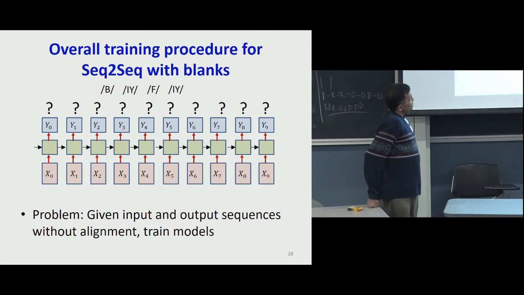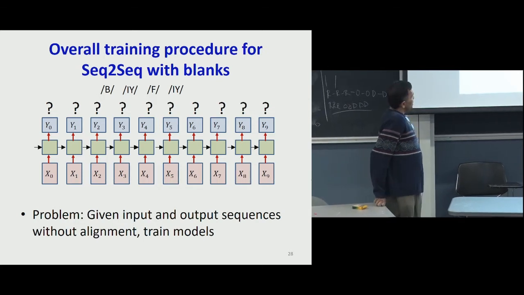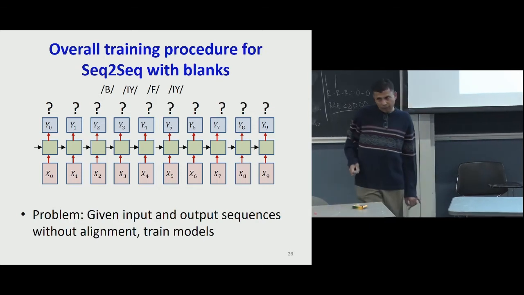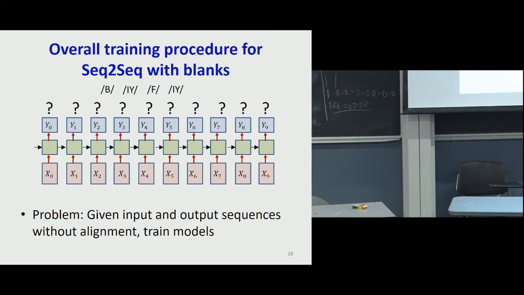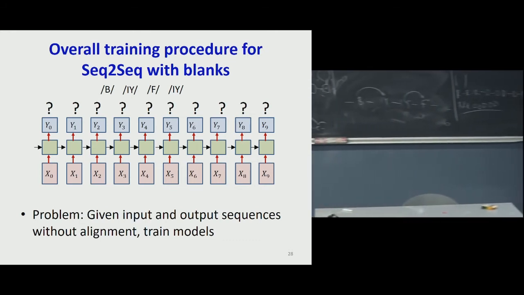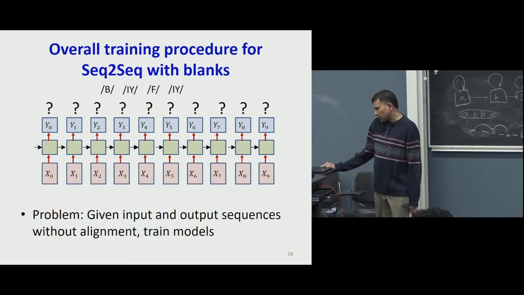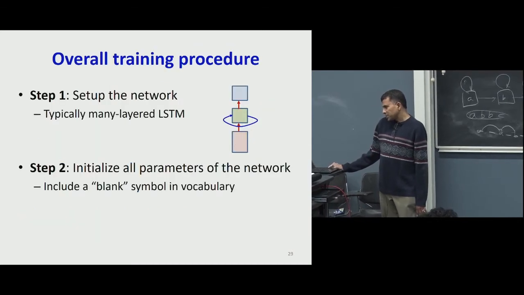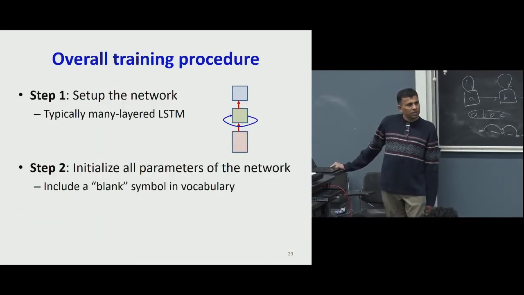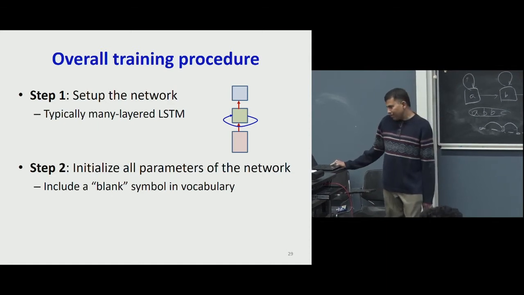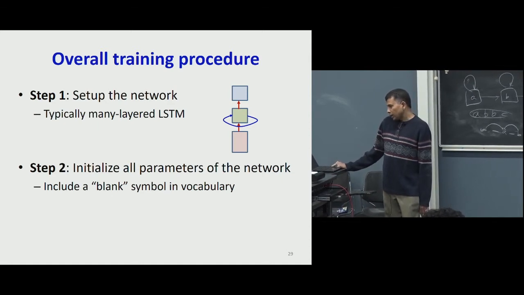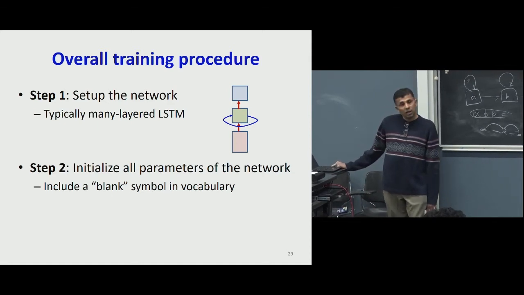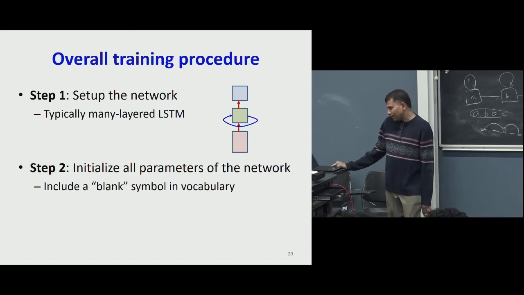The problem here is you're given an input and an output sequence without alignment, and we want to train models. You're just given that it's BEEFY, but you don't know where each symbol occurs. The first thing you will do is set up the network, which is typically a many-layered LSTM. Second, you're going to initialize all the parameters of the network, including the parameters corresponding to the blank symbol and the vocabulary, which is required.